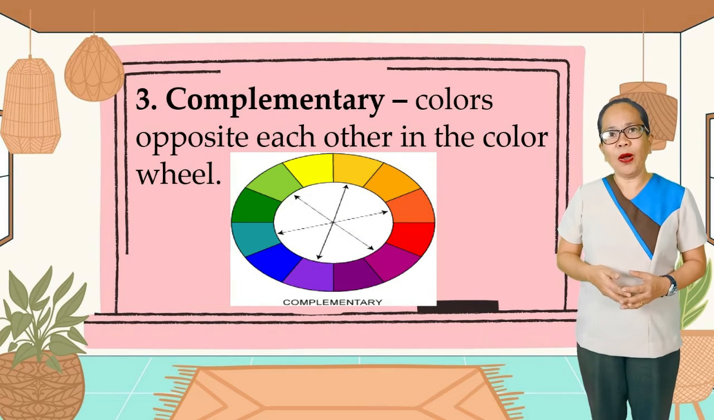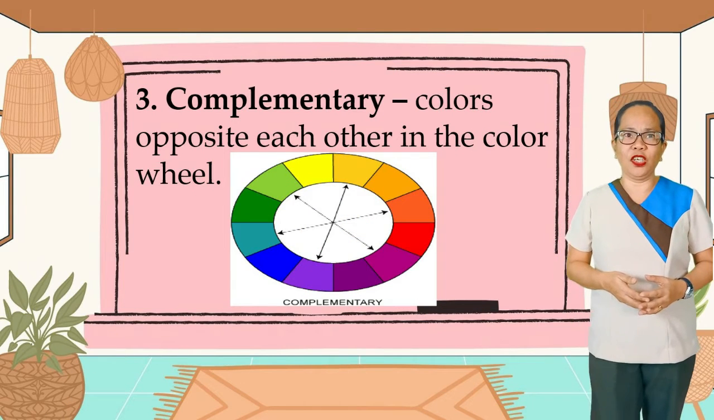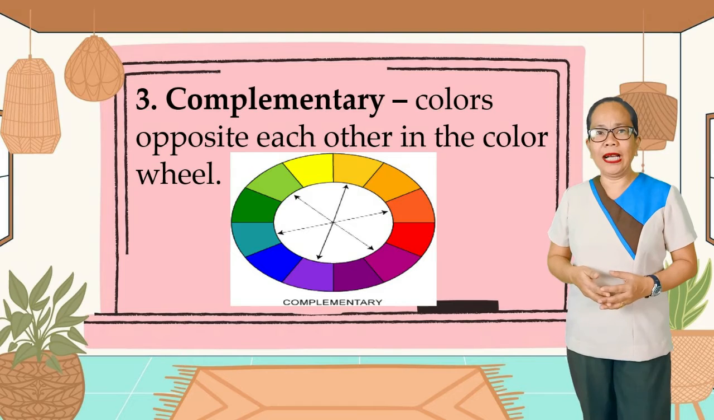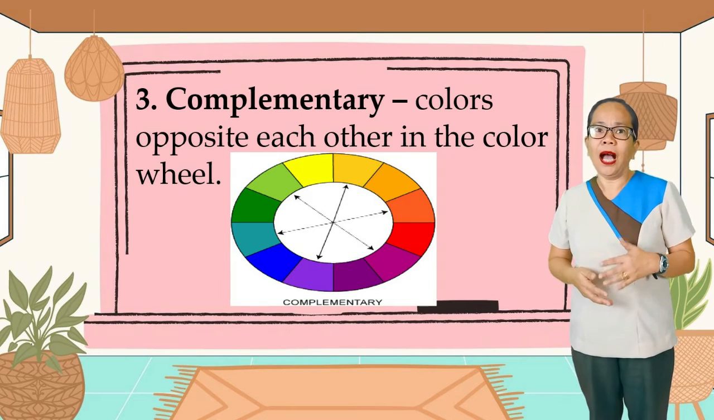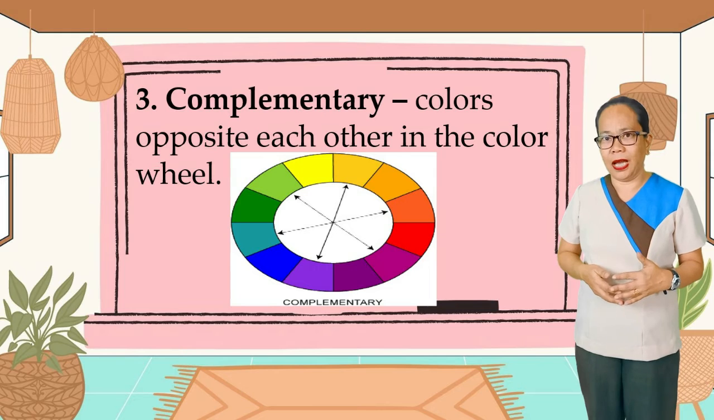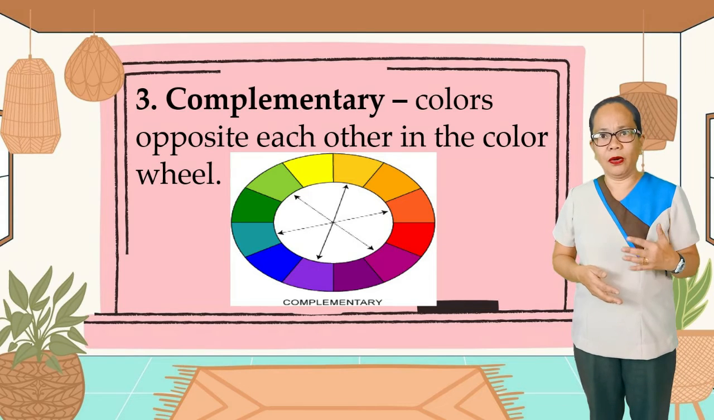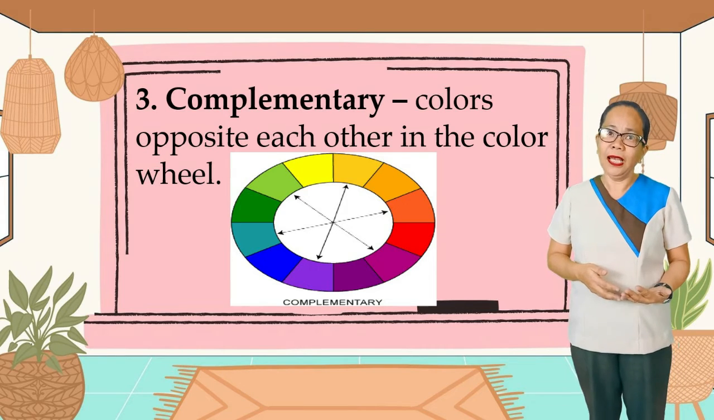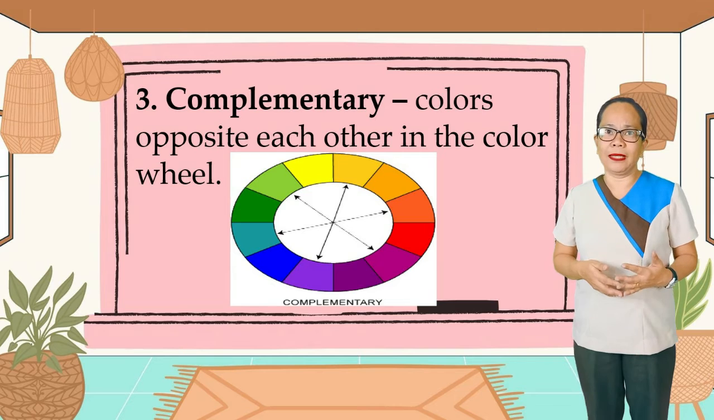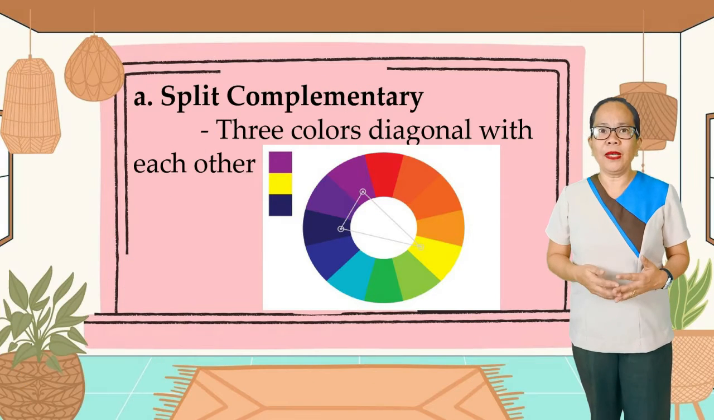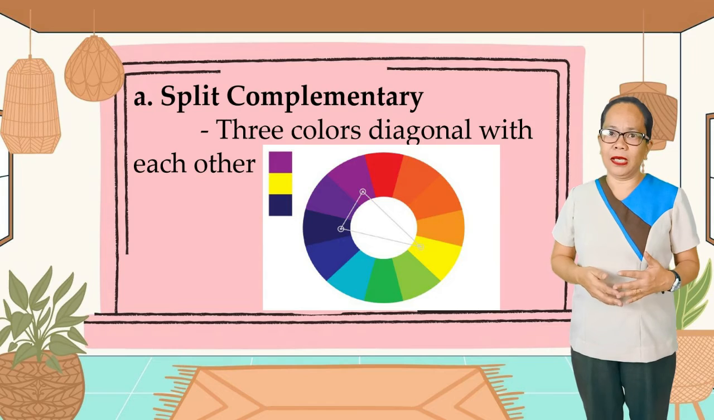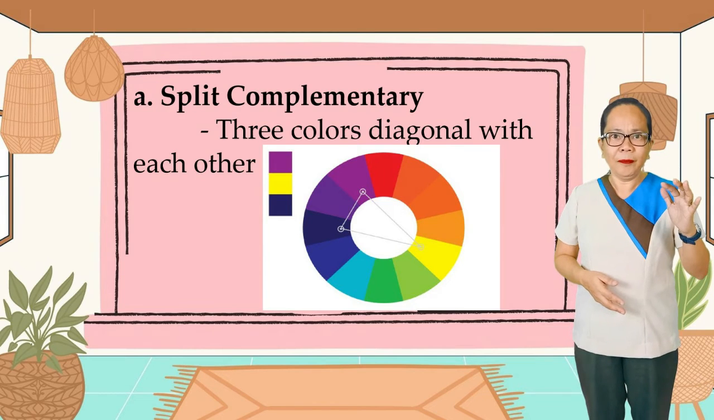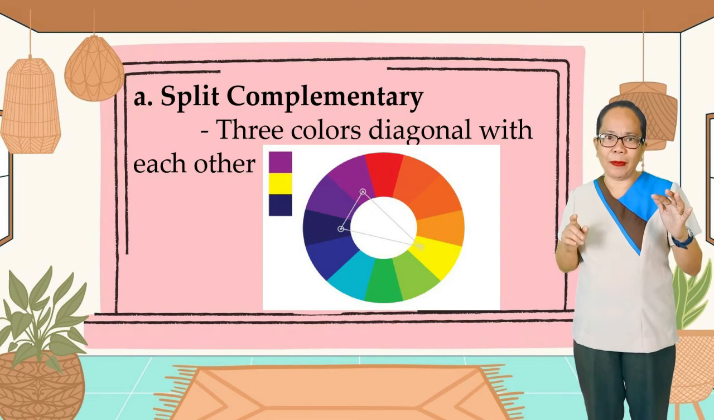Next, we have the complementary. Colors opposite each other in the color wheel. So, ang green, light green, anong ka-opposite niya? Ang purple, ano ang ka-opposite niya? Ang red-orange, ano ang ka-opposite niya? So, that is what we call complementary. Next, we have the split complementary. Three colors diagonal with each other. Tatlong magkakatabi. Then, ano ang katapat nun?